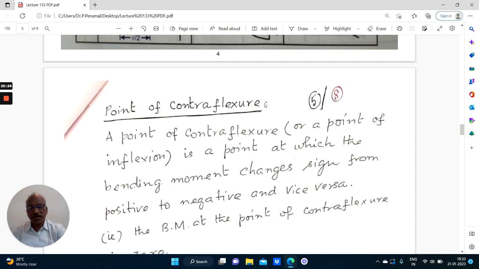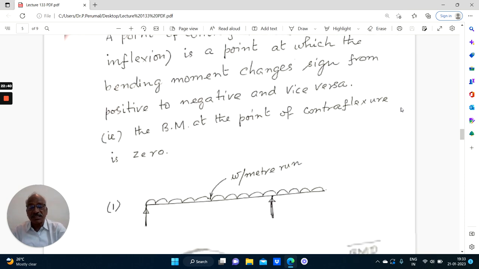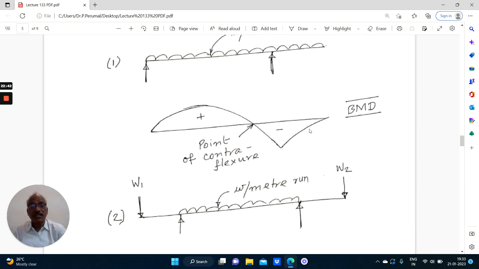Another problem, as I told earlier, we are going to discuss one more problem on an overhanging beam. Coming to the overhanging beam, we have a new term called point of contraflexure. In the case of overhanging beams, near the support, here the bending moment will be zero.